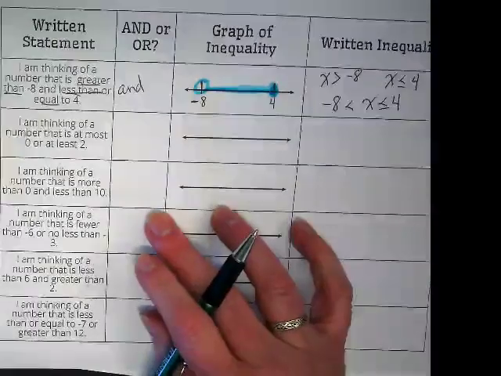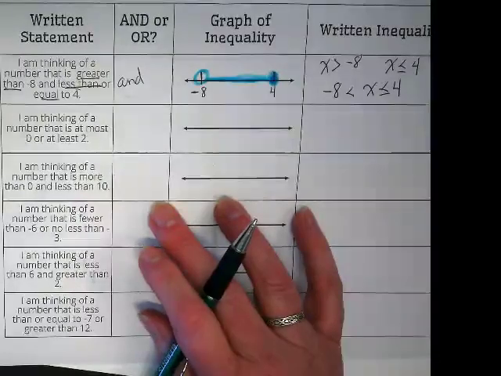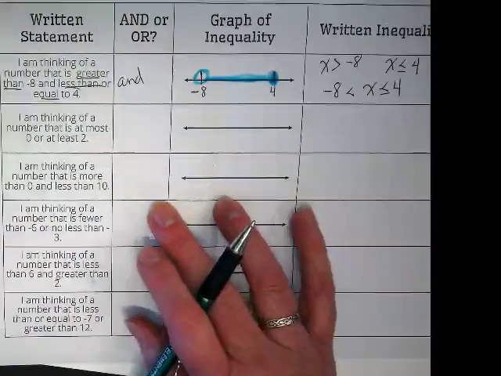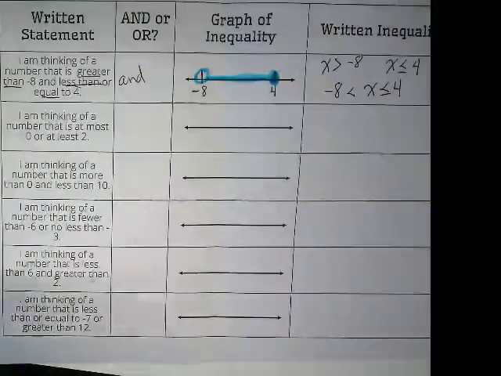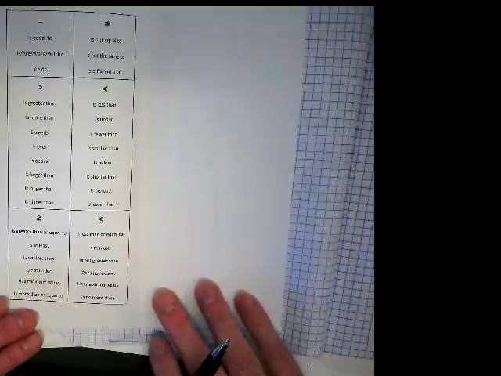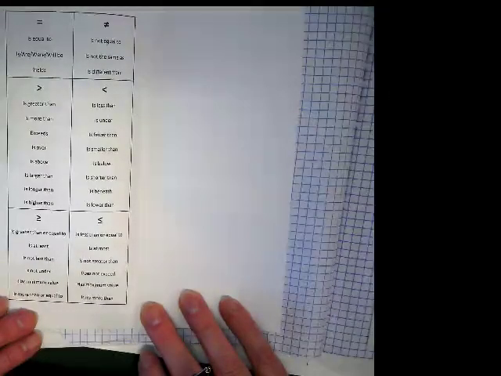Let's try the second one together. I'm thinking of a number that is at most 0 or at least 2. You guys might be sitting there going, come on, it's 6th period. I don't know what you mean by those. Look what I gave you. A lovely chart of math translated into English. Look what's on this page. Do you see at most or at least on either of these two lists? Yes.